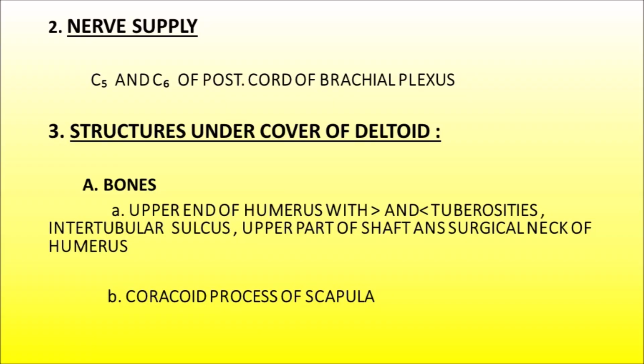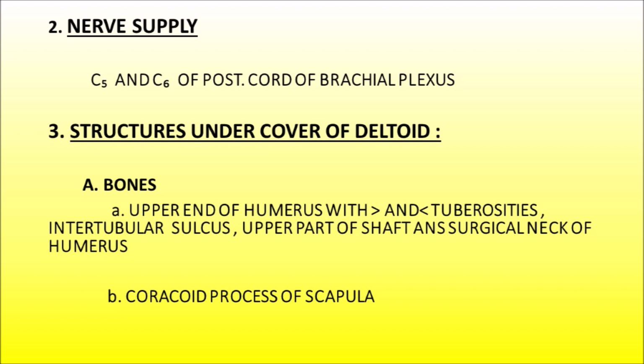Now let us move on to the nerve supply. The nerve that supplies the deltoid is the axillary nerve from the C5 and C6 of the posterior cord of the brachial plexus. Let us move on to the structures under cover of the deltoid.